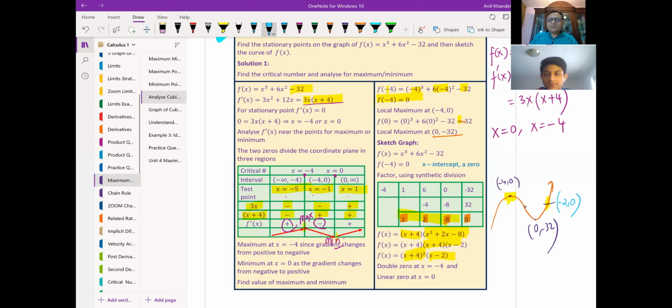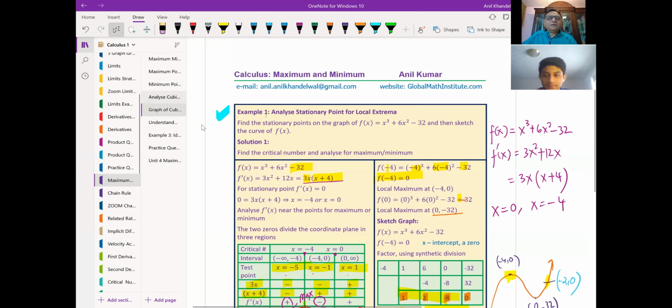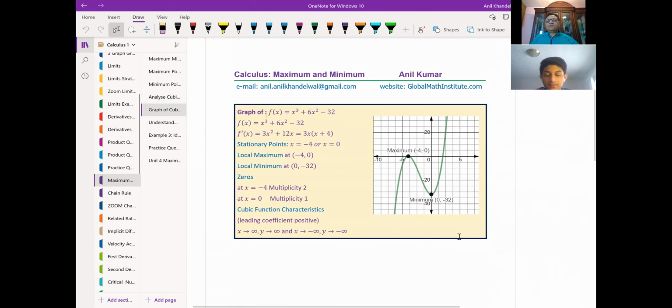Yes, sir. Clear. Can you summarize this? How do we graph a function using the first derivative? For example, you've taken this cubic function. Here is the graph of this function. Explain to me, how did you graph this function? Given f of x is x cubed plus 6x squared minus 32.